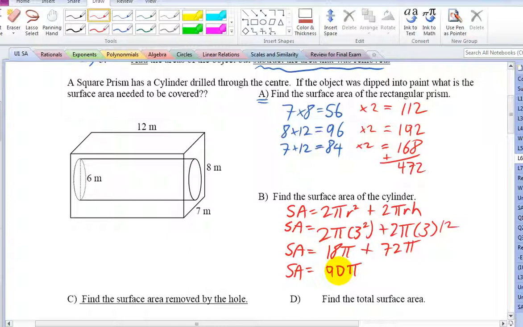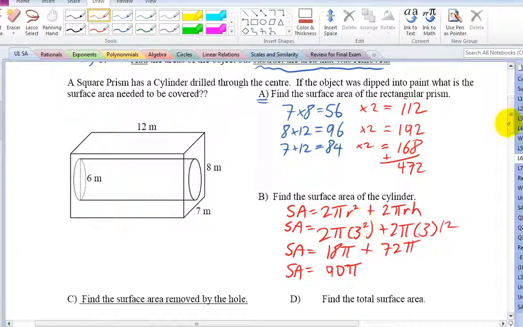$90 pi? Yeah. Questions? Make sure you use the radius of 3. Square it first, and squaring is 3 times 3, not 3 times 2. Okay, so right here at this point, that's 3 times 3.